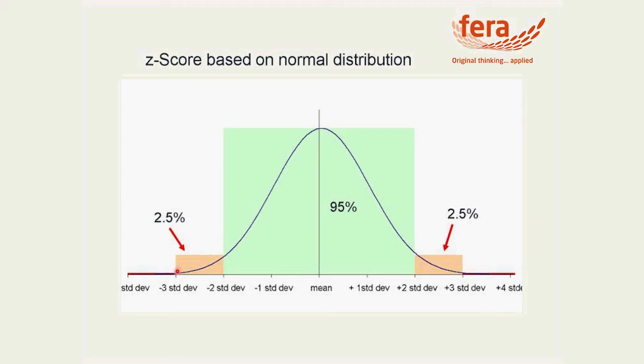In other words, there is a 5% probability, or a 1 in 20 chance, that a Z-score outside of 2 is actually part of the normal distribution. So let's bear that in mind as we look at the rest of this presentation.